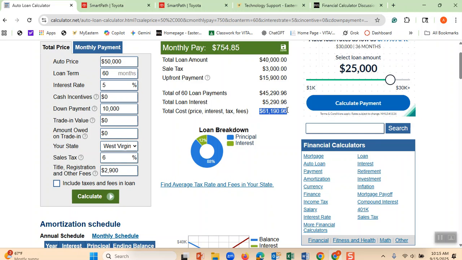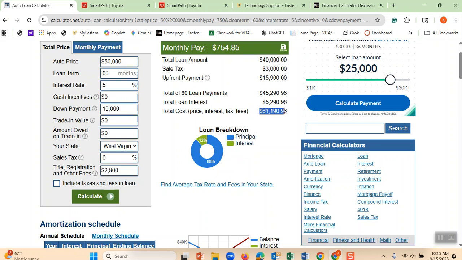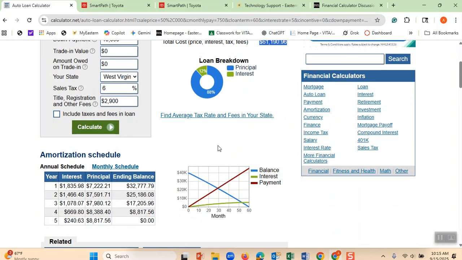And as you all know, this amount would be the price of the car, which is 50,000. The interest that you pay, which is this amount. The taxes that you pay, this 3,000, and the fees that you pay, which is this. You add them together, it becomes $61,000. Then we come here, that is called the amortization table.